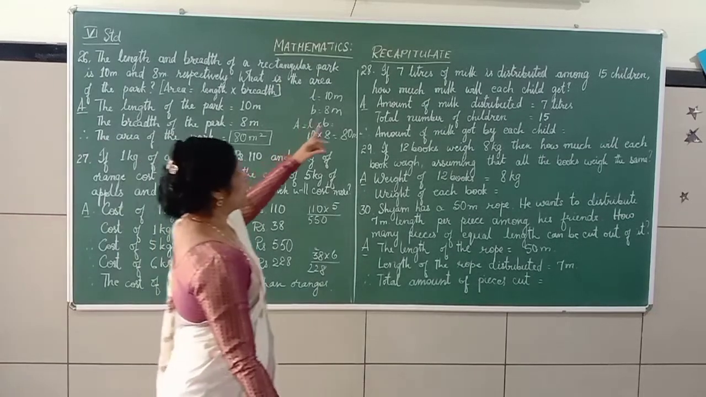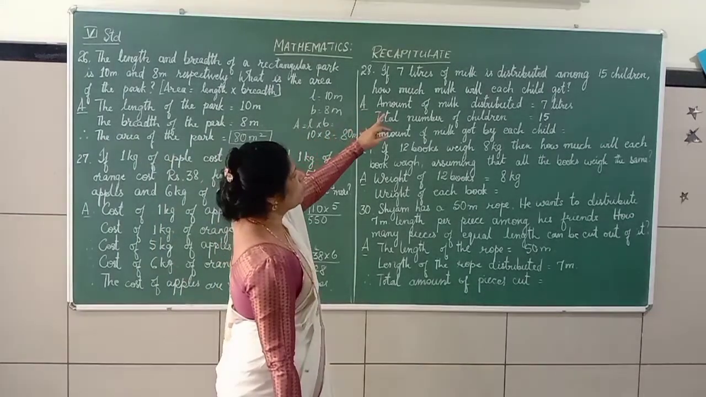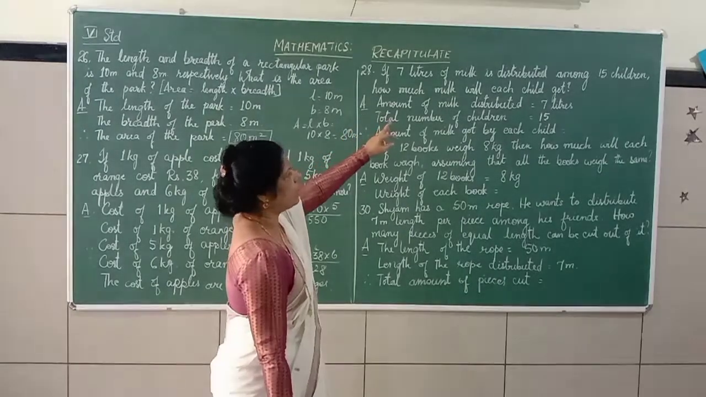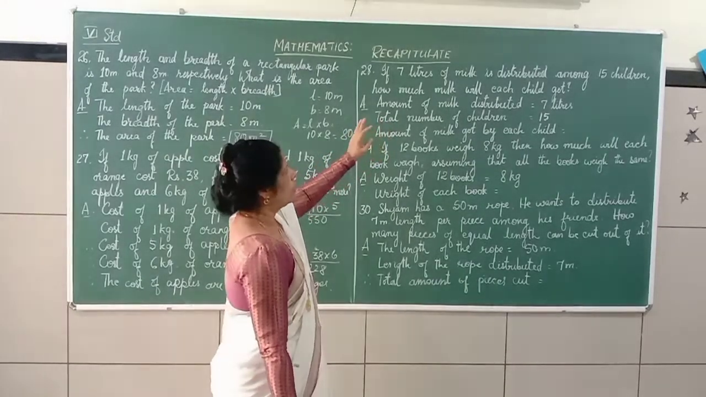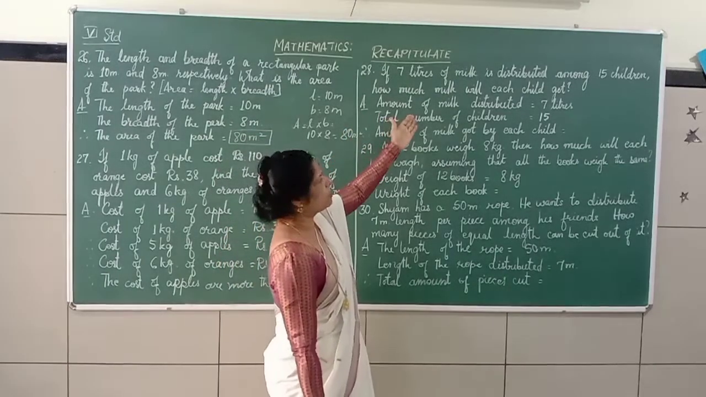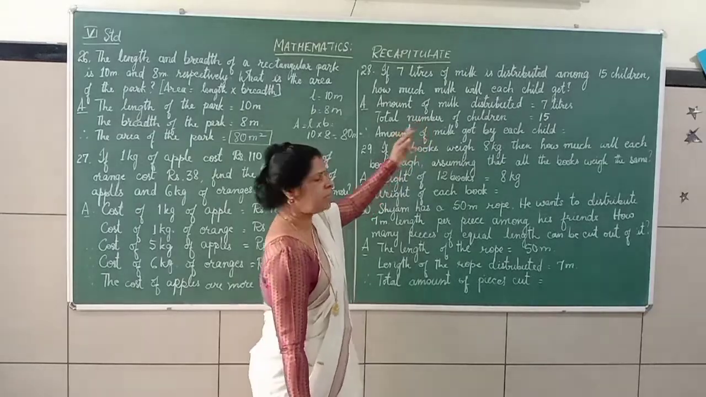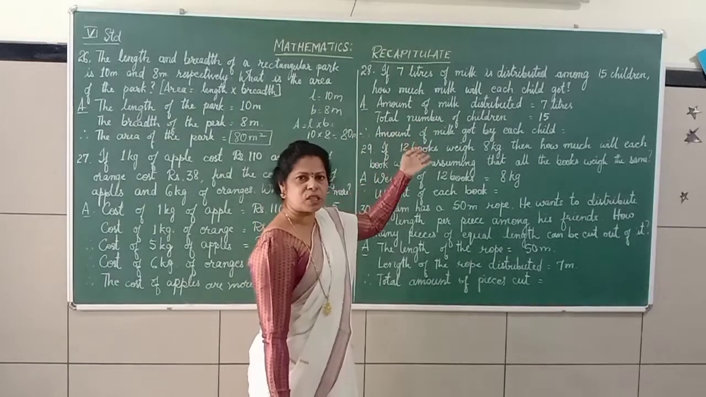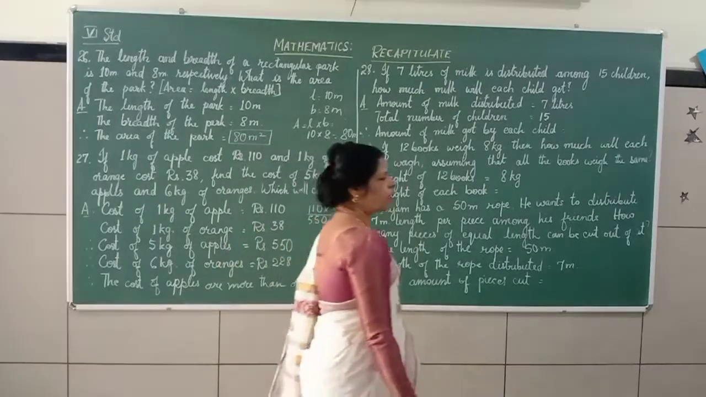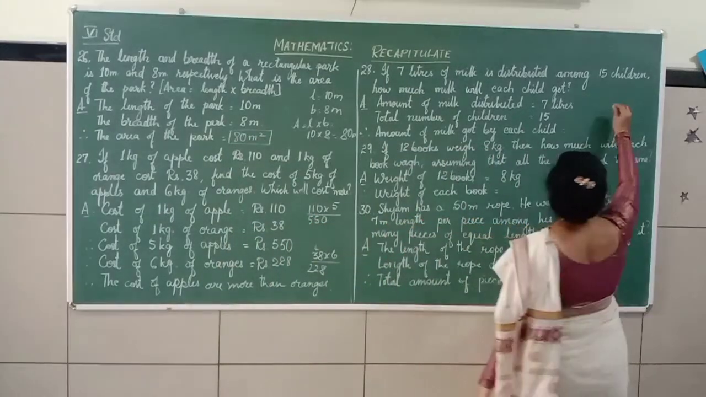Coming to the next one. If 7 liters of milk is distributed among 15 children, how much milk will each child get? So what is the amount of milk? The amount of milk distributed is how much? 7 liters. And total how many children are there? 15 children are there. So what you have to do? You have to divide 7 liters.